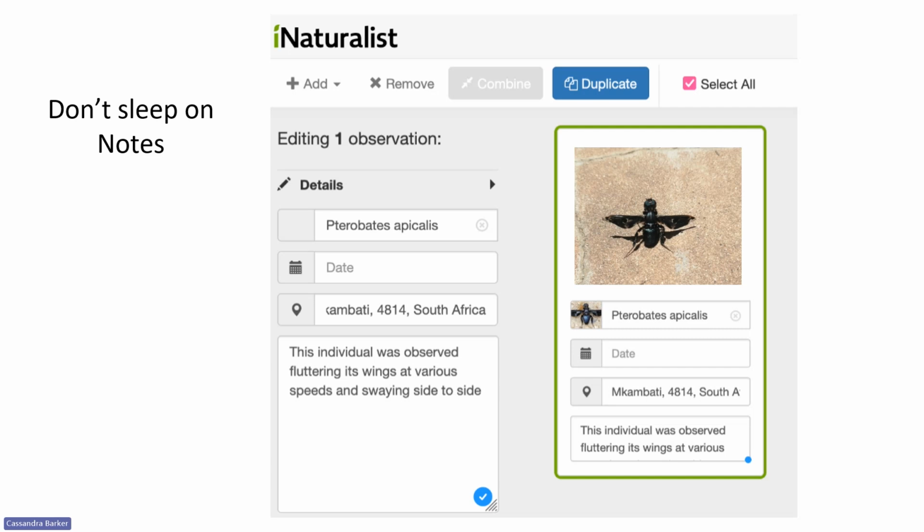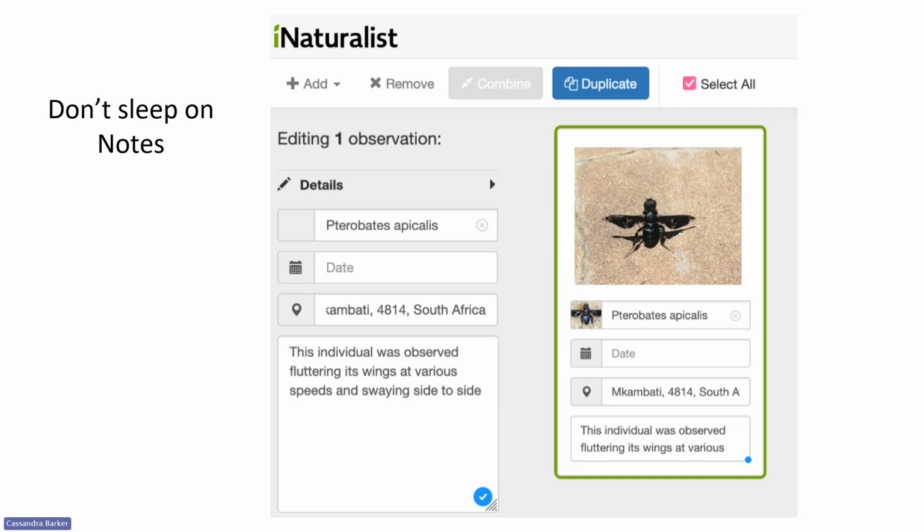And so let's expand on the observation notes. This is your opportunity to provide information that you couldn't share in a photograph. Like I've said, this could be a link to a plant you saw the individual pollinating, or the hole you saw the critter coming out of. It could also be behavior you observed.